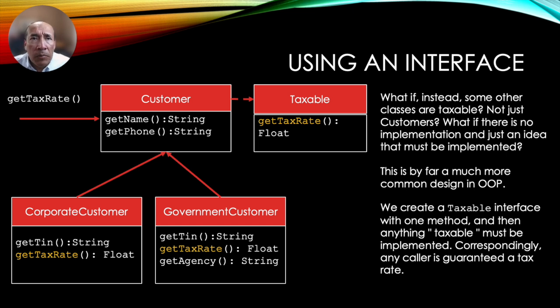Get tax rate used to be on customer. Why did you take it out? Why did you put it in a separate kind of construct? Why is it now an interface? Why isn't it just part of customer?